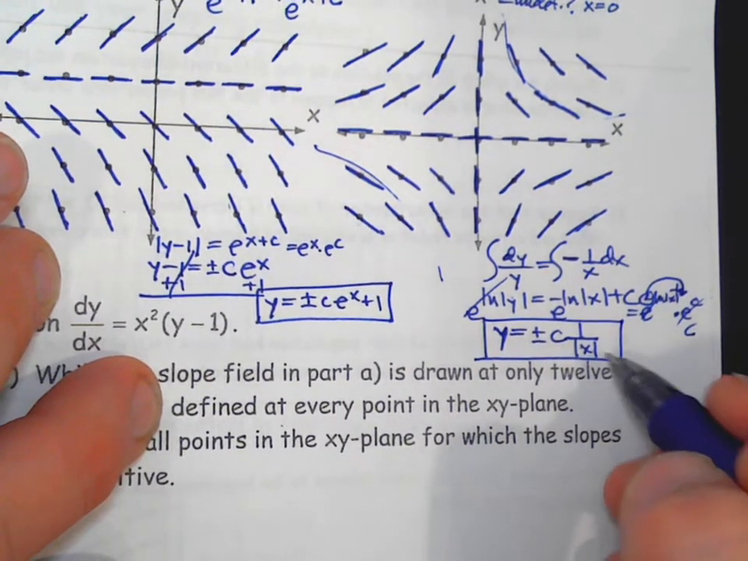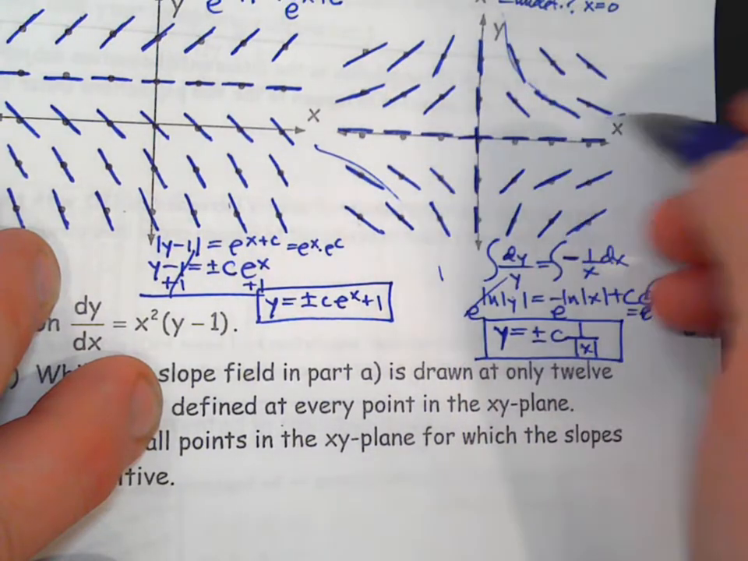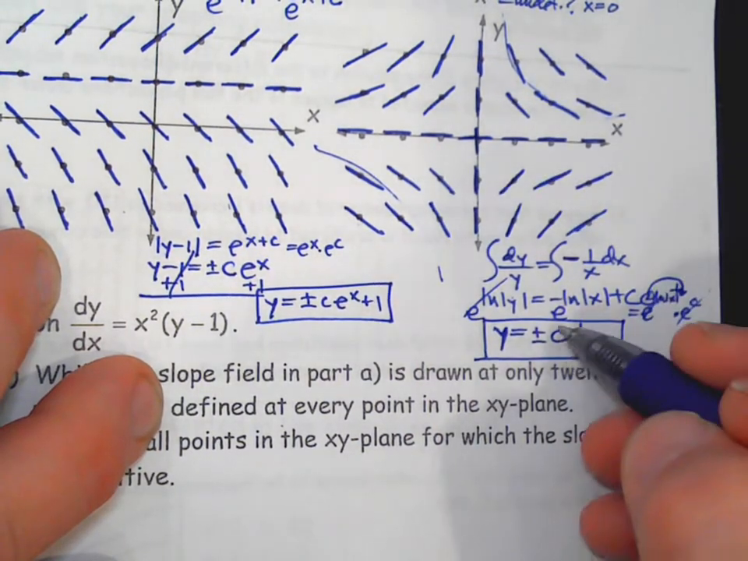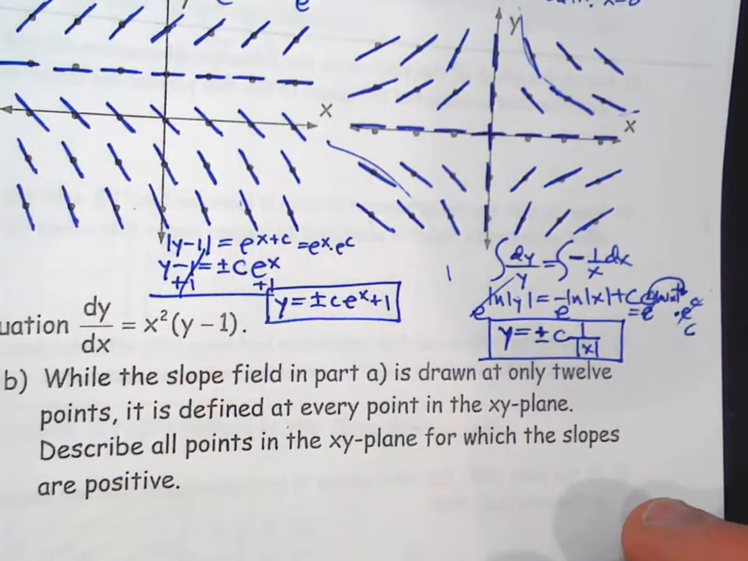So it is like a rational function. It's probably going to be either the two tops or the two bottoms, depending on whether you get a plus or minus for the c value. So it's like a rational function.